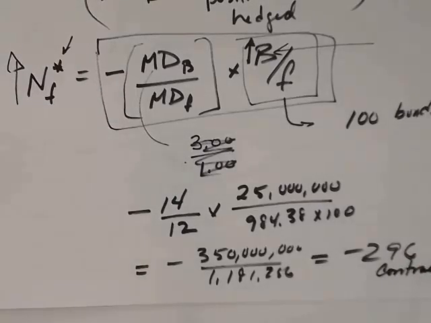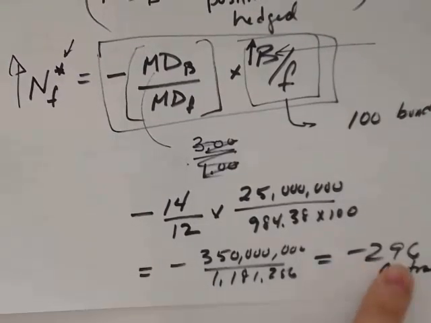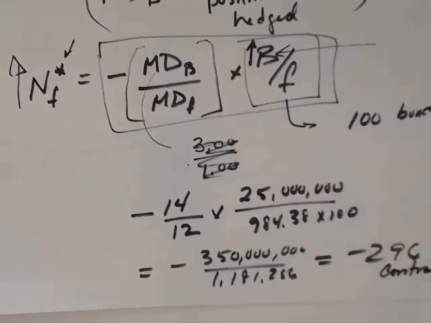Okay? So the question that I ask here, and I didn't even ask it yet, should you go long or short, and how many contracts do you need? Well, the negative sign is telling you need to short 296 contracts. And so that's the answer to part A.